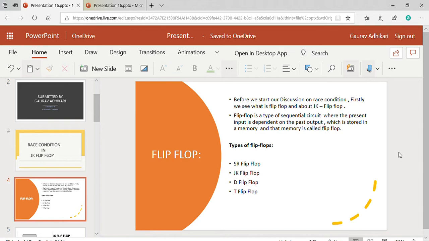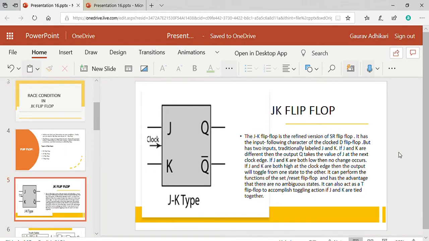What is a flip-flop? In very simple language, we can say that a flip-flop is a type of sequential circuit where the present input is dependent on the past output. Now this past output is stored in a memory, and that memory is called a flip-flop. There are almost four types of flip-flop: the first one is SR flip-flop, then JK flip-flop, D flip-flop and T flip-flop. In this presentation we will see about JK flip-flop.